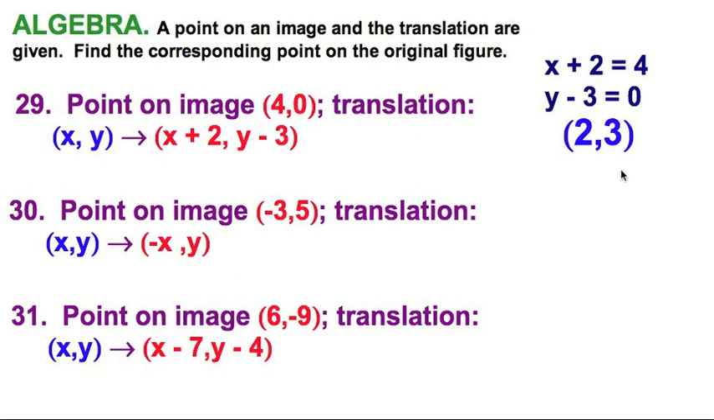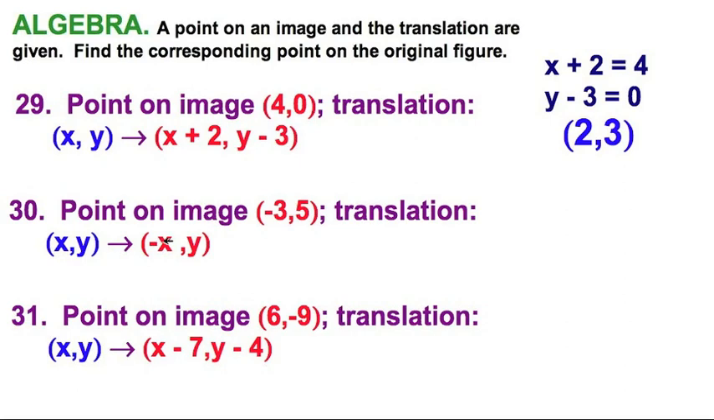Or I could just ask myself, which point would I have needed to come from? Or some of you just reverse the operations. You're just going to say 4 minus 2 and 0 plus 3. That works as well. But this is the way I'd like you to think of it.